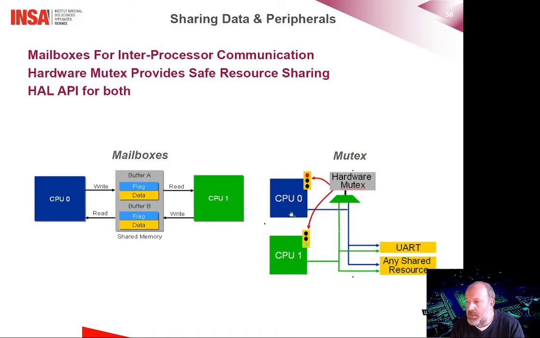In the example here on the left, you'll see that CPU 0 is going to write data to a buffer A. Data that are going to be stored here can be read by CPU 1. The same thing is handled by buffer B that can be used to write from CPU 1 to CPU 0. So these buffers consist of shared memory in which different CPUs can read and write data.